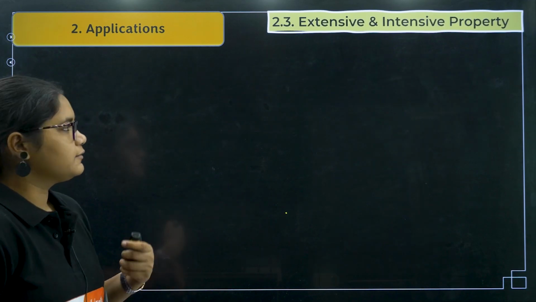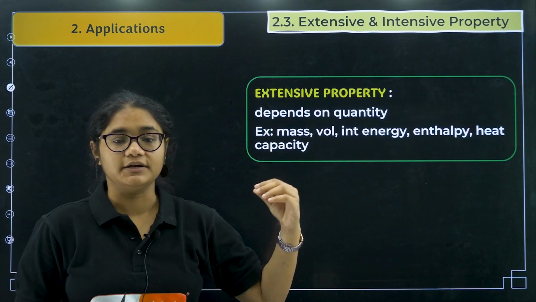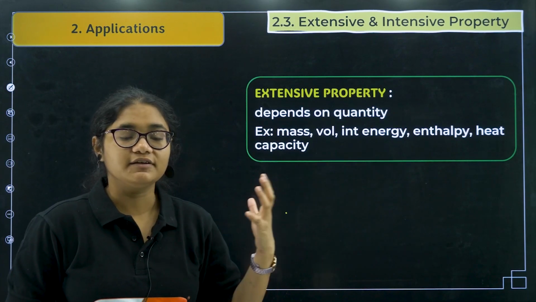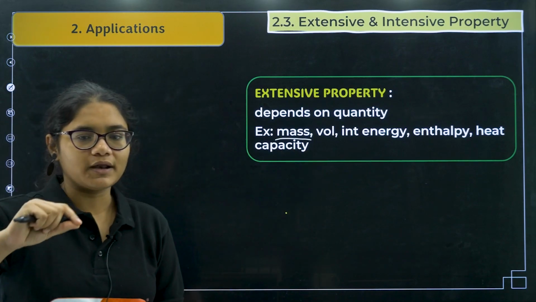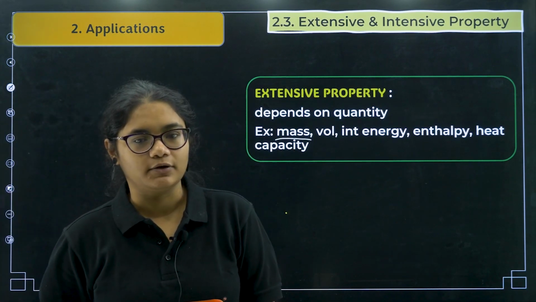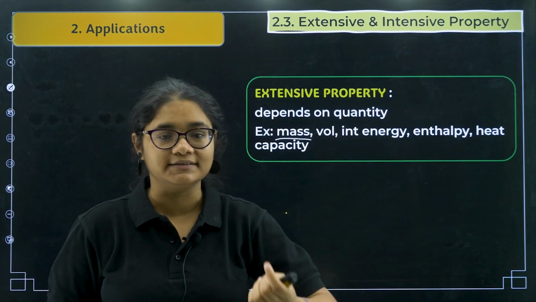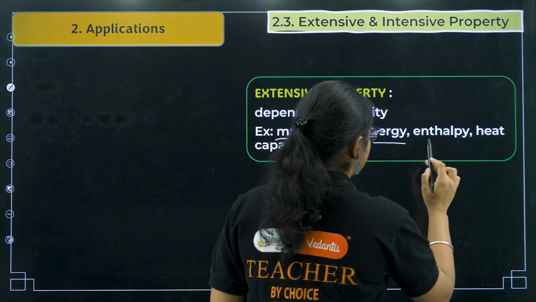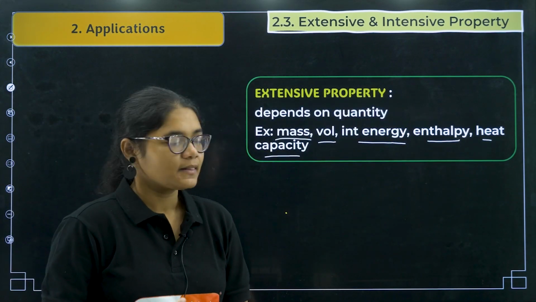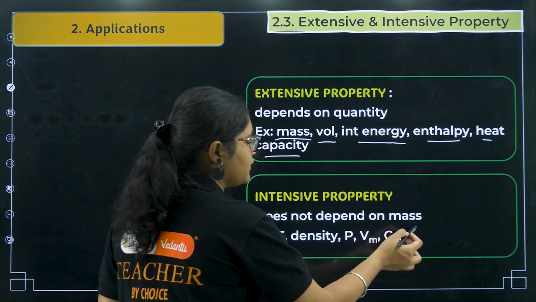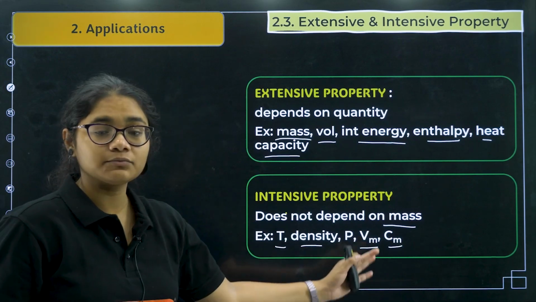Now coming to the next thing, that is extensive and intensive properties. Extensive properties are those properties which depend on the amount of substance present. For example, mass. Suppose you have 1 kg potato, 2 kg potato, right? The quantity differs, so their mass will differ. These types of properties are called extensive properties. Examples: volume, internal energy, enthalpy, heat capacity, these are all extensive properties. Now what are intensive properties? They do not depend on the mass. Examples: volume, density, temperature, Cm, that is molar heat capacity.